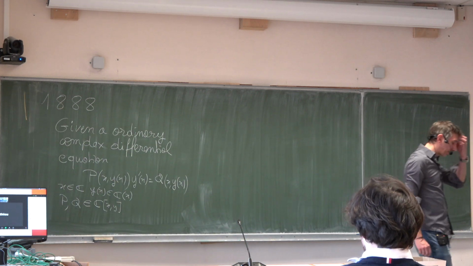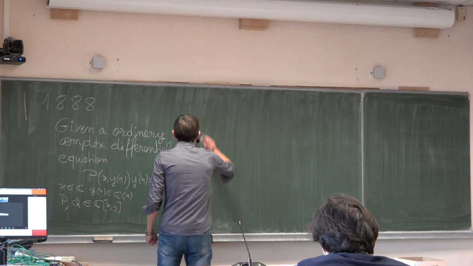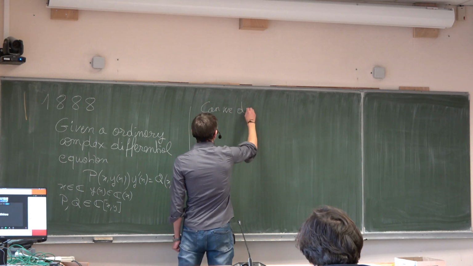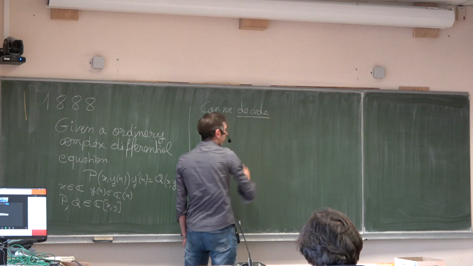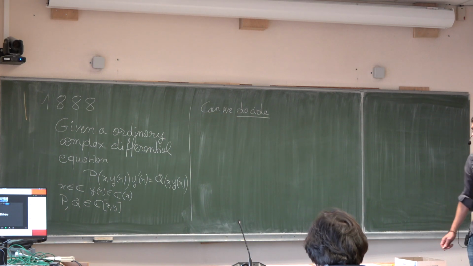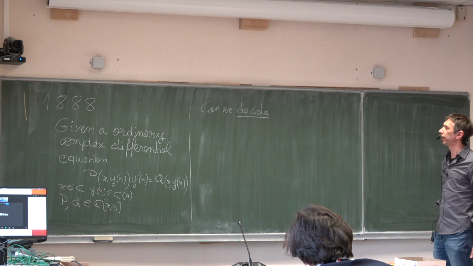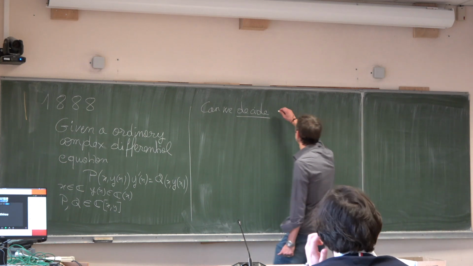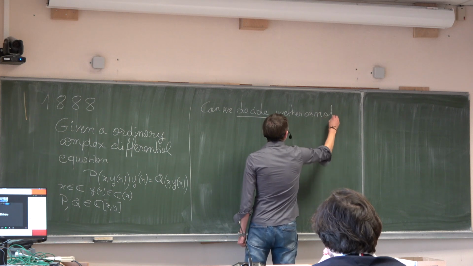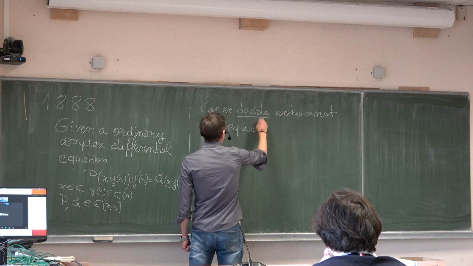And so what was the question that Poincaré asked? He asked, can we decide... I'm not going to explain very precisely what I mean by decide, but somehow during the talk we are going to have some idea of what I mean by to decide. So can we decide whether or not this equation has an algebraic solution?